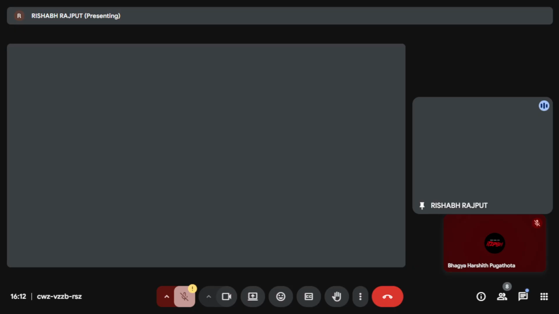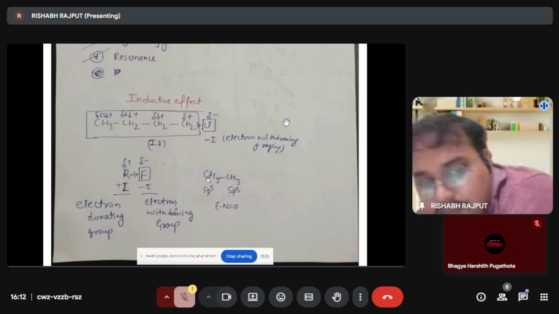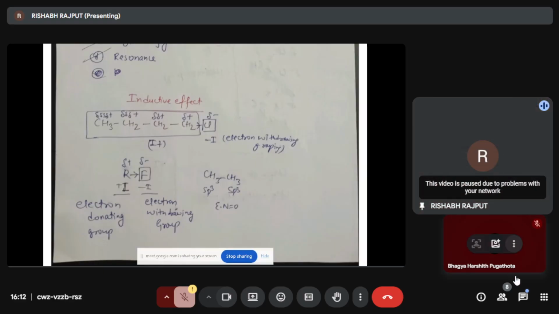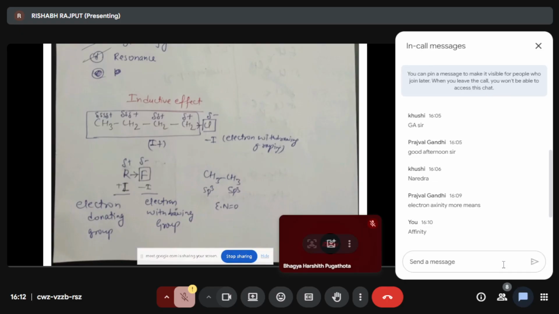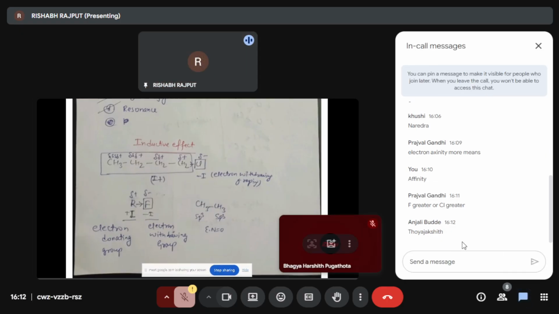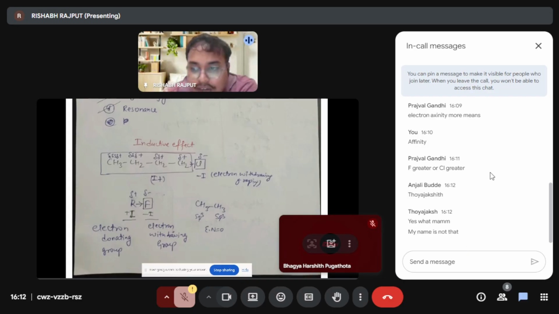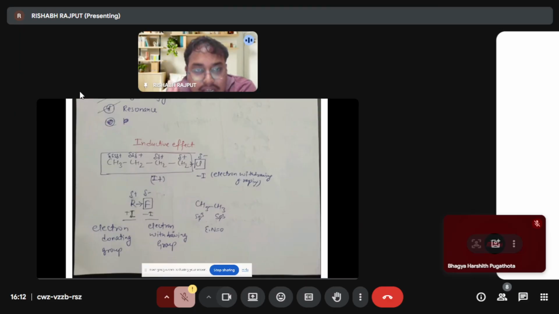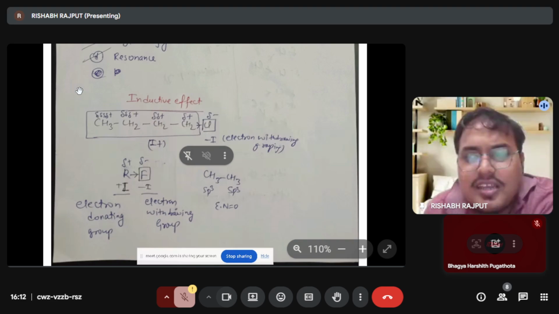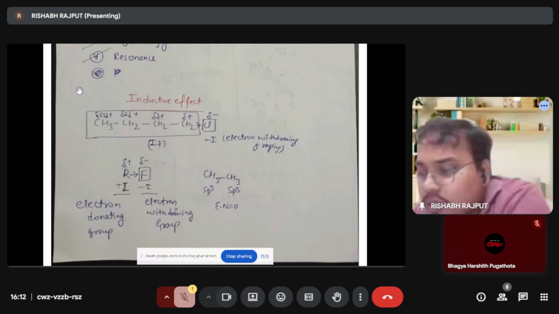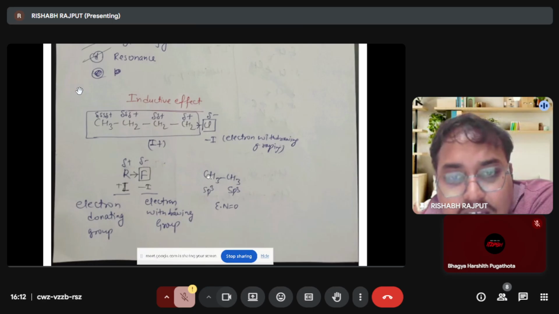One thing is clear here. If you see, both are carbon here. Minus I and plus I come when there is an electronegativity difference between the two elements. If there is no difference in electronegativity between the two elements, then the inductive effect is zero. You can say there is no inductive effect in this case.